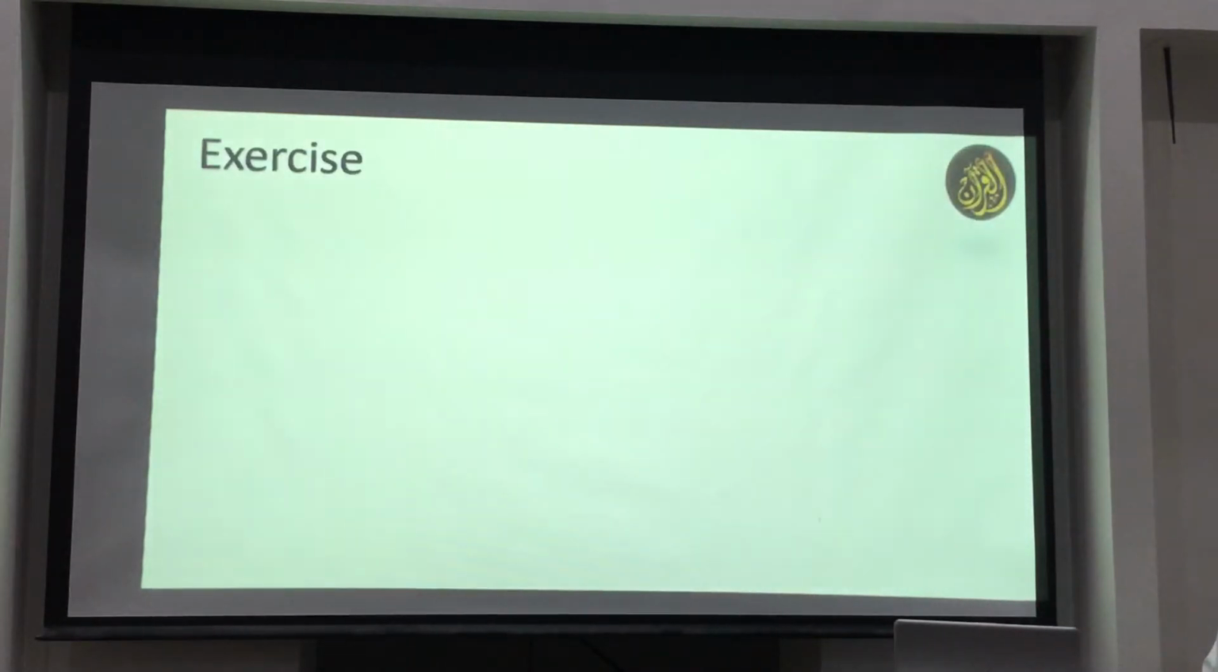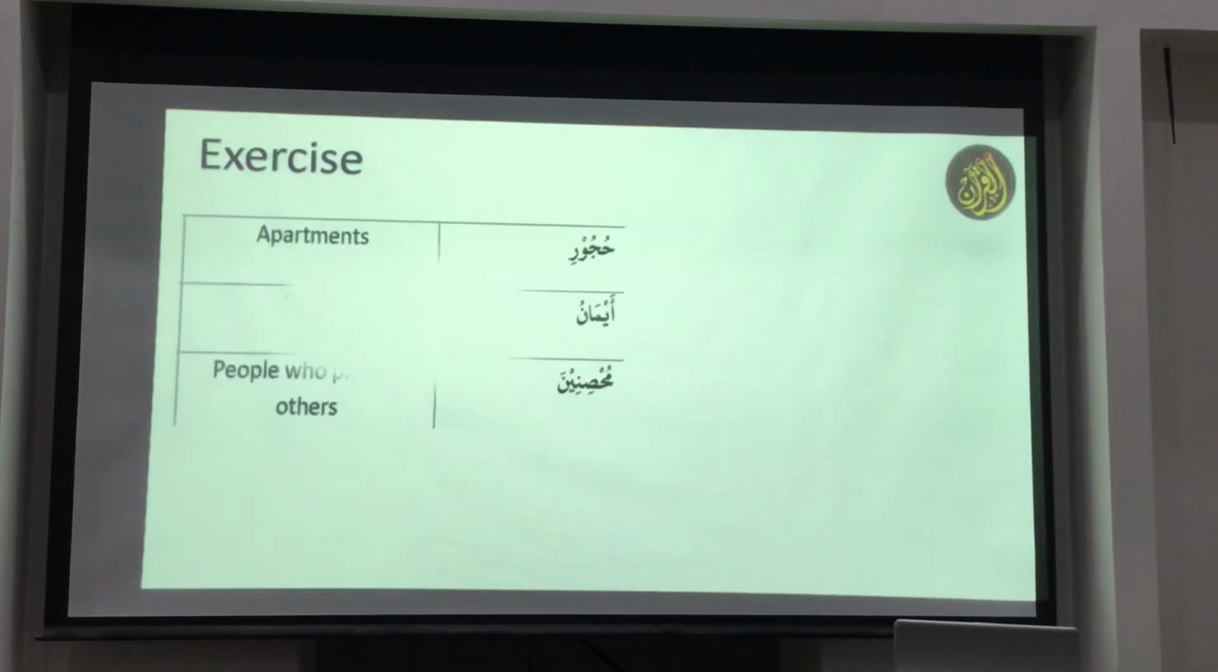Okay, so we're talking about gender, but if you can say the rafa, nasab, jar, that's also very good. Okay, we will do rafa, nasab, jar. So we will talk about status, we'll talk about number, we'll talk about gender. So these words, okay? So the first few words, hujuri.